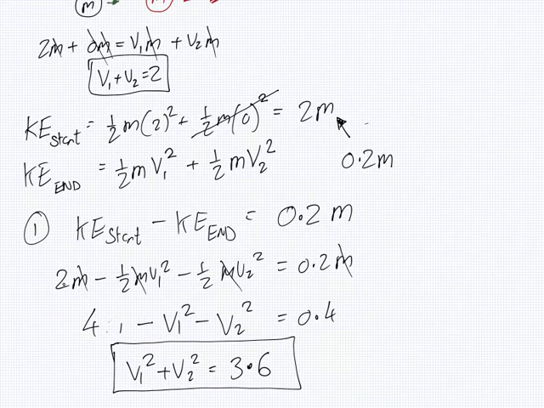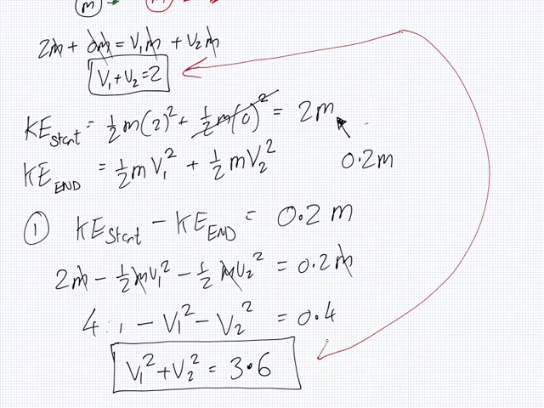We're close to that. Well, we've gone to a key step. We have this equation, and we have this one. The first one is 1/2m v1 squared minus 1/2m v2 squared.